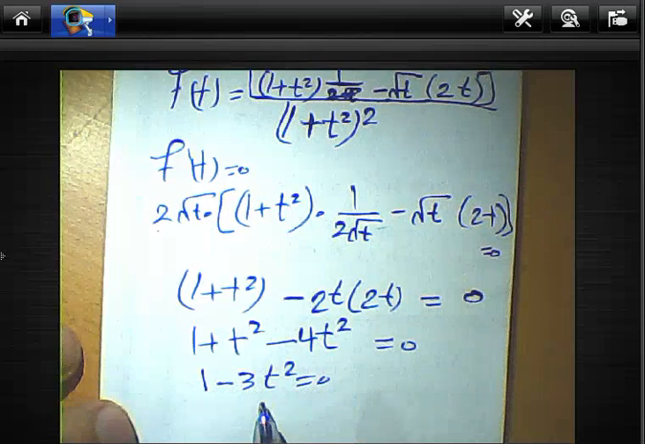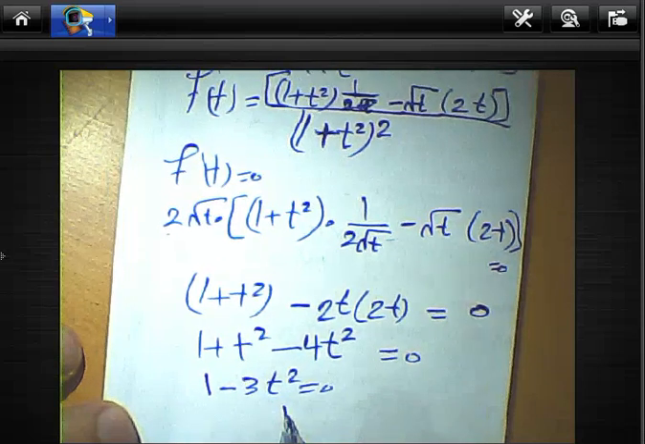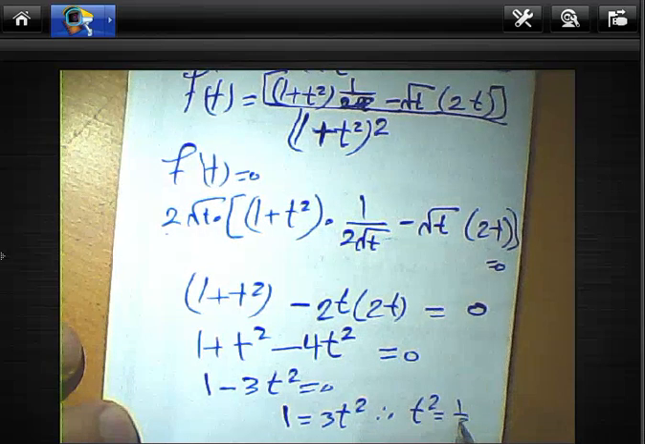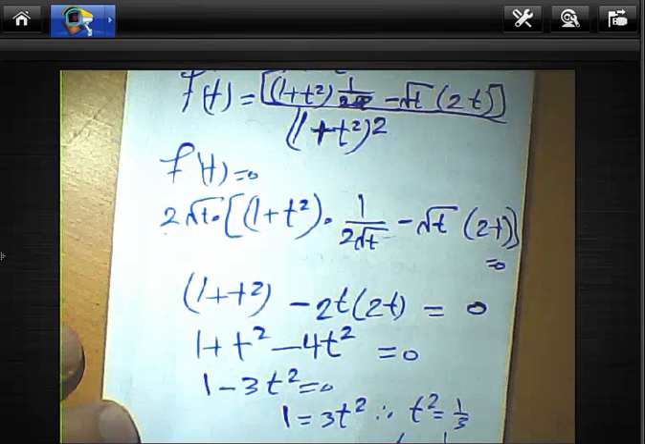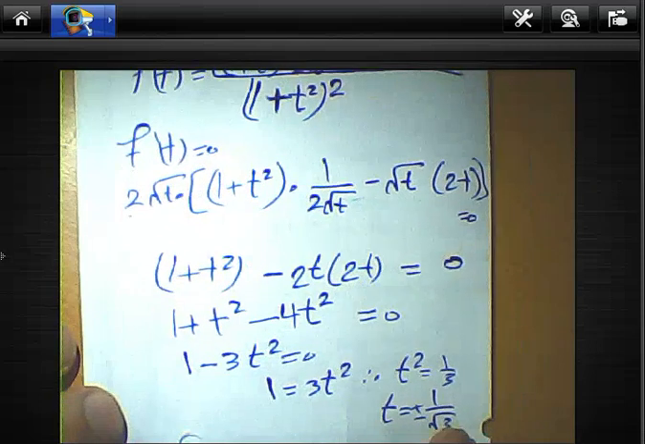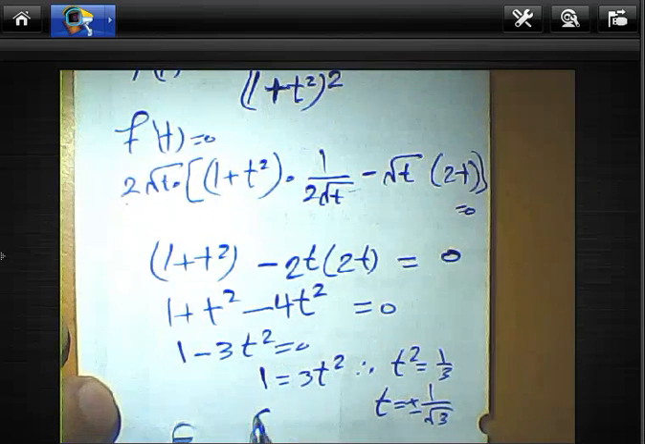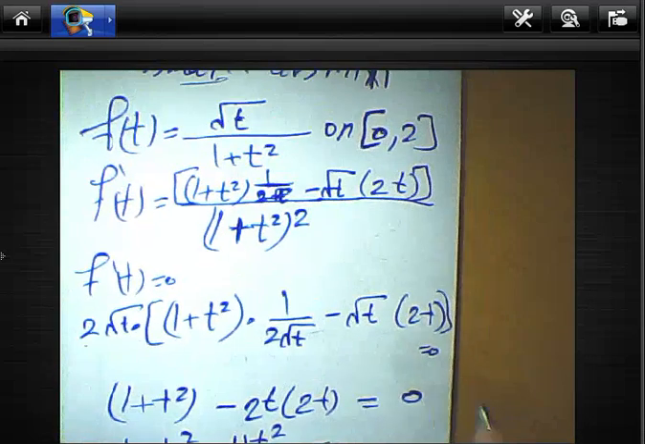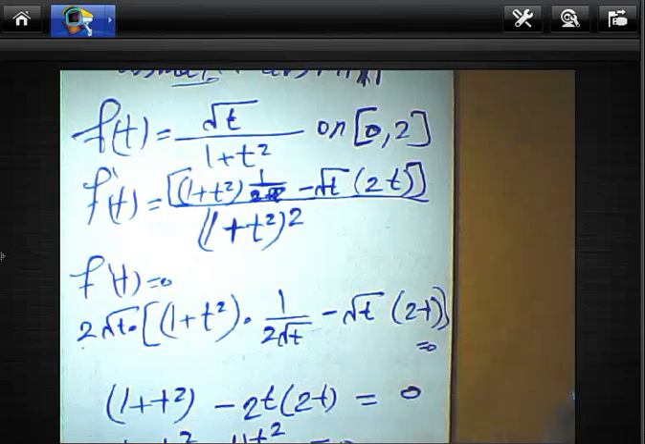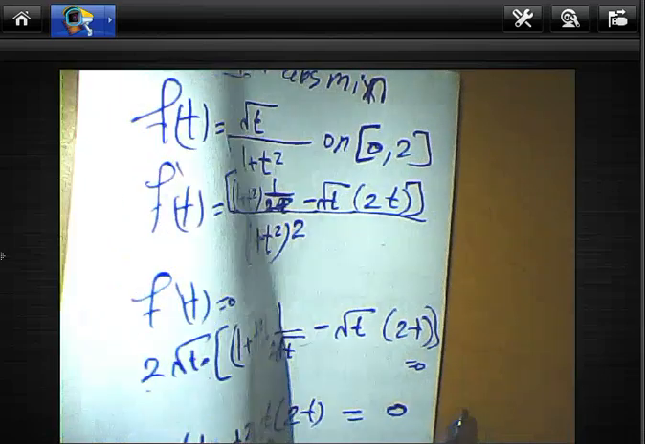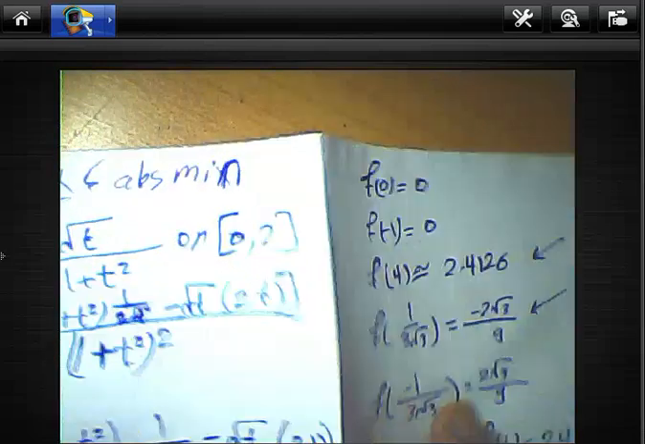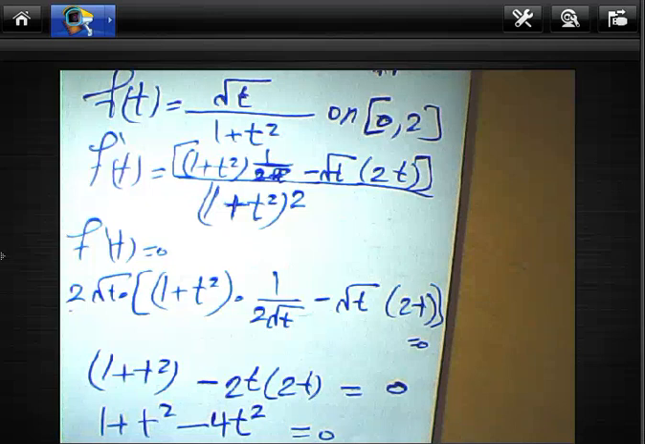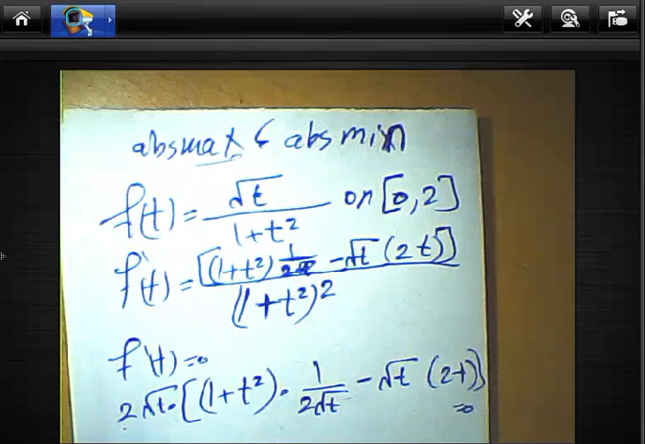You can move 3t power 2 to the right hand side. Then 1 equals 3t power 2, then t power 2 equals 1 over 3, then t equals 1 over root of 3, positive or negative. This is the critical number, 1 over root 3, positive or negative. Does it belong to the interval 0 to 2 or not? So we find f of 0, f of 2, f of 1 over root 3, and f of negative 1 over root 3 for this function.